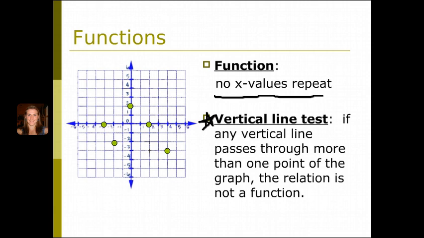So let's go ahead and draw some lines on the graph. Vertical lines are up and down. And if you notice, when we're drawing vertical lines through all the points on this graph, they're only touching one point at a time. Because it's only touching one point at a time, the dots on this graph are considered a function.